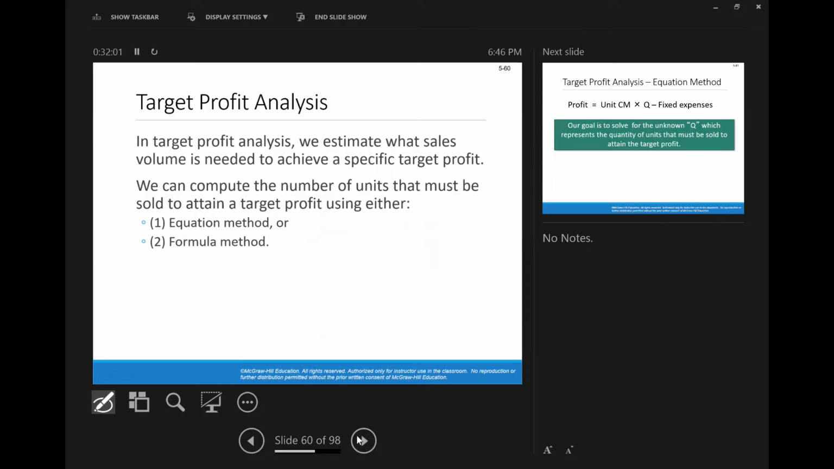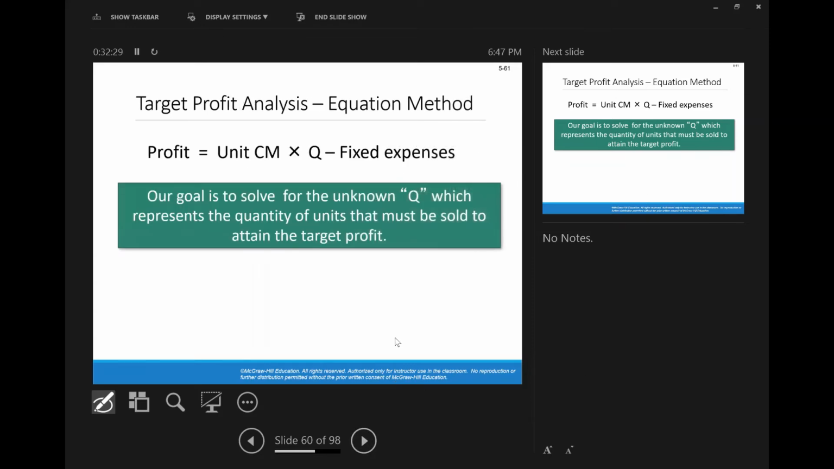Okay, target profit analysis. So target profit, what do you think that is? Yeah, so we're trying to hit a target. What kind of profits do we want to make? So that's what we're going to be looking at next. So in target profit analysis, we estimate what the sales volume is needed to achieve a specific target profit. So we can compute the number of units that must be sold to attain a target profit using the equation method or the formula method. So same thing we've been doing. We can use either way.